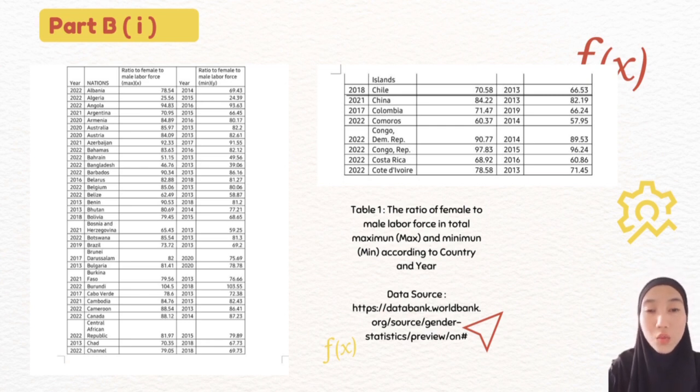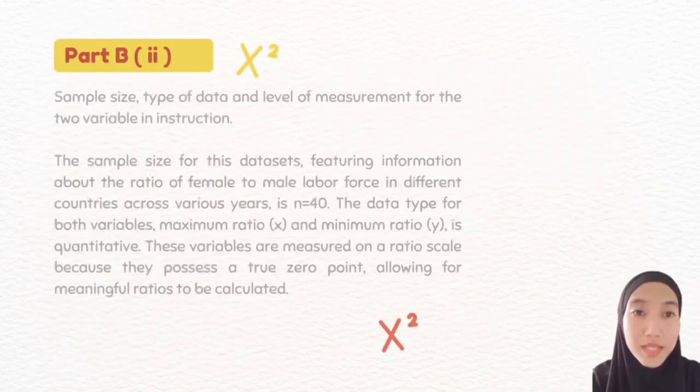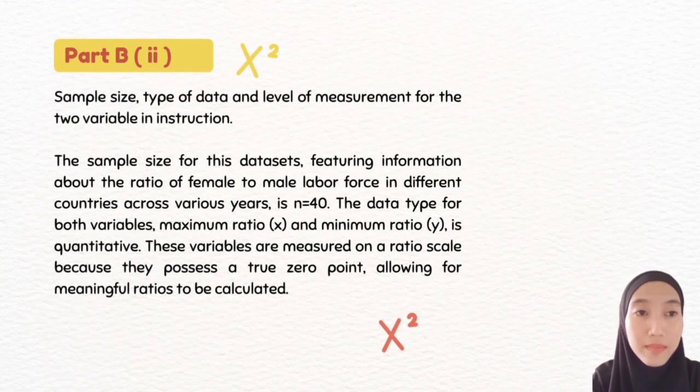Based on the data given, we have the ratio of female to male labor force in total, maximum and minimum, according to country and year. As you can see, the ratio of female to male labor force maximum is the independent variable, while the ratio of female to male labor force minimum is the dependent variable. Next, we have the sample size, type of data, and level of measurement for the two variables.